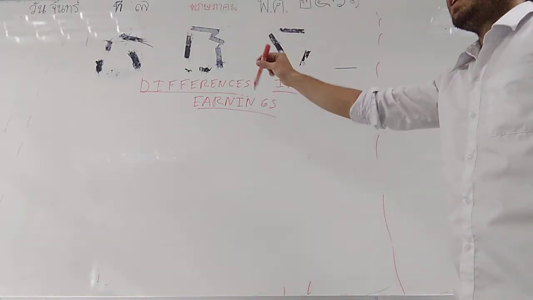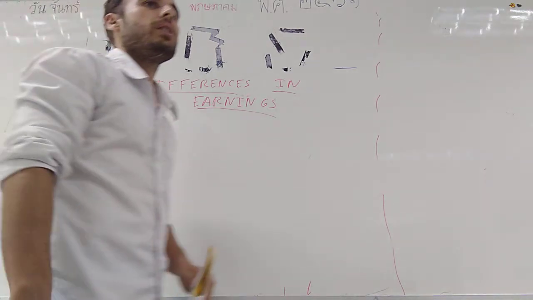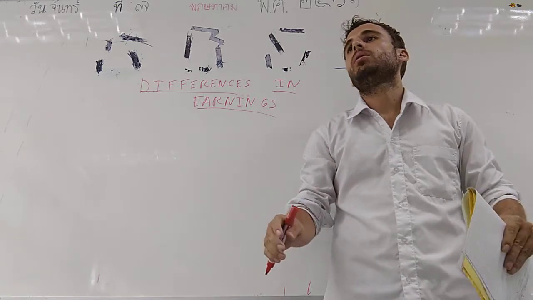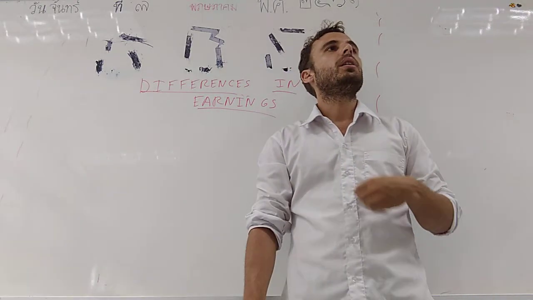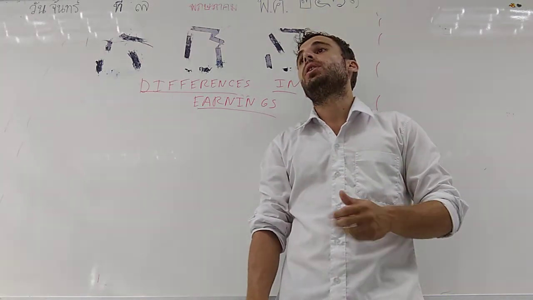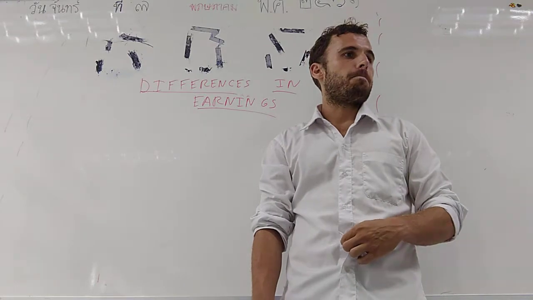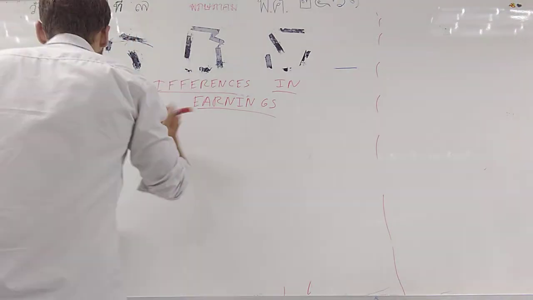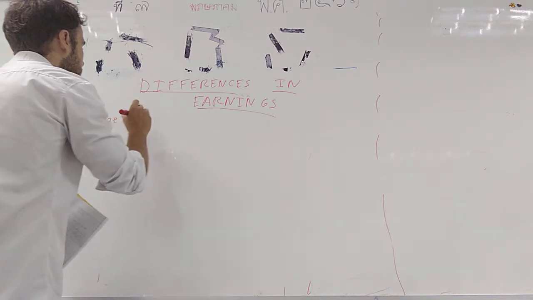Okay, we're going to page 170. We're going to talk about difference in earnings. We're talking about wages, the labor market, what makes some people earn that much money, what are the factors that make your salary very, very high or very low, and which factors we can rely on. The factors which determine the wage.